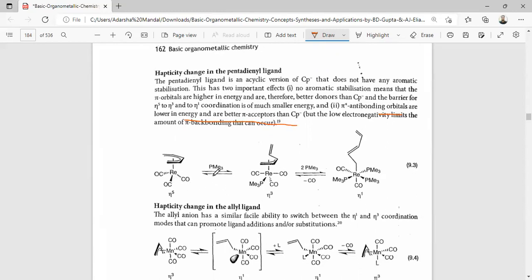So here the rhenium CO3 at the eta 5 mode, when it comes to the ligand substitution reaction, goes to eta 3, and upon elimination of CO, it forms this eta 1 mode.